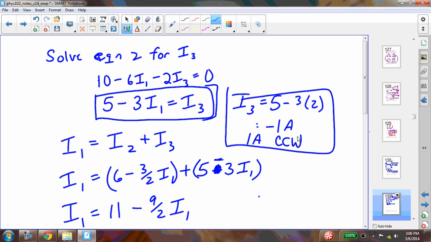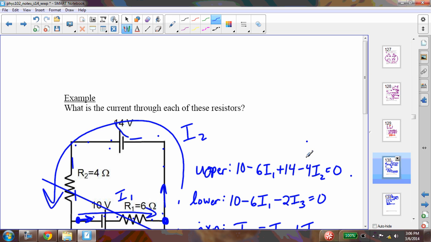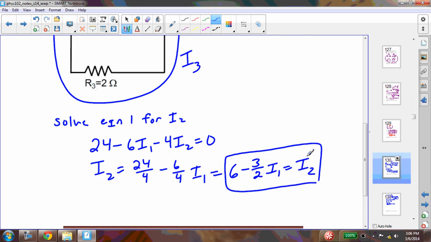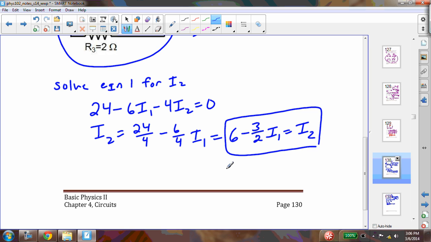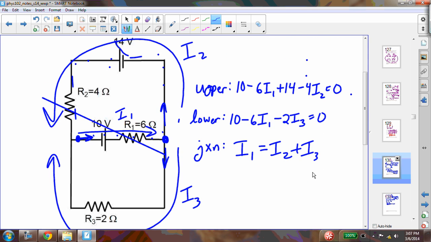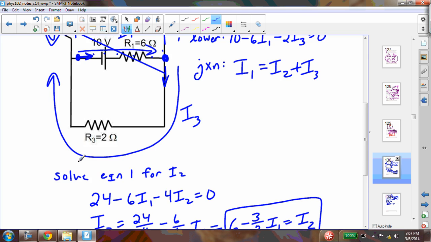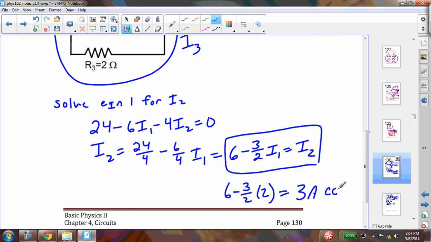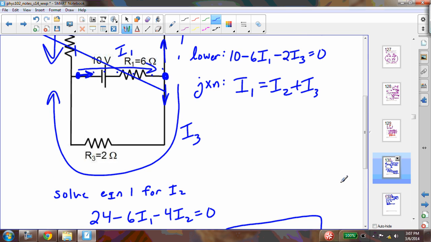And then if we want to find I2, we can come back to our original equation right here, or the first equation we did. We know I1 is 2, so that's going to be 6 minus 3 halves times 2. It's going to equal I2, which is 3 amps. So I2 is 3 amps. We chose that direction to be counterclockwise, and so it is also counterclockwise. So we chose our directions correctly, except for this I3, which should be in that direction. And we know that because I3 came out to be negative.